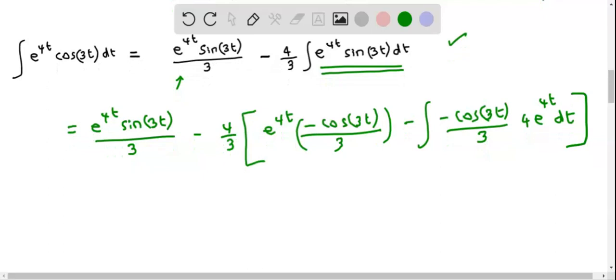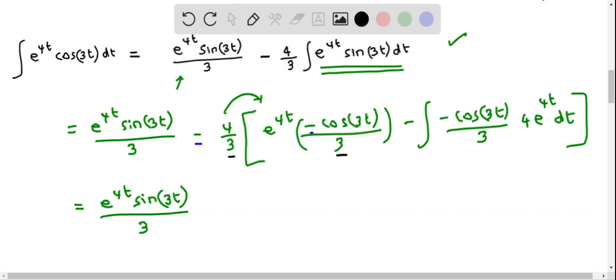Now let's get this simplified. So this first term remains as it is, that is e raised to the power of 4t sine 3t over 3. I'm going to distribute this negative 4/3 into this bracket. So let's work on the negative. We have a negative here and we also have a negative here. So the product of two negatives is positive, and we also have 3 in the denominator and 3 in the denominator. So this basically becomes 9 in the denominator. And so we can put this as positive 4/9 e raised to the power of 4t cos of 3t.